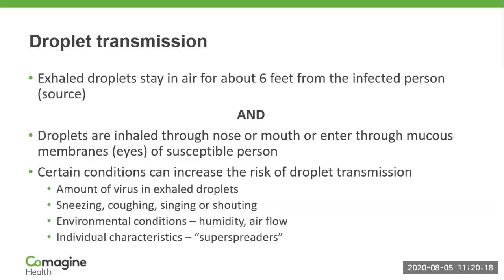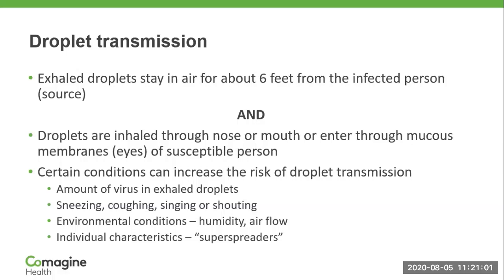And again, certain conditions can increase the risk of transmission. Of course, the amount of virus in the exhaled droplets, sneezing, coughing, singing, or shouting. Many of you may have heard about the Washington State choir practice, where one individual who was either pre-symptomatic or asymptomatic infected, I think it was around 40 people. It was very big, but they were singing, and that is a known way to spread respiratory viruses to further distances.